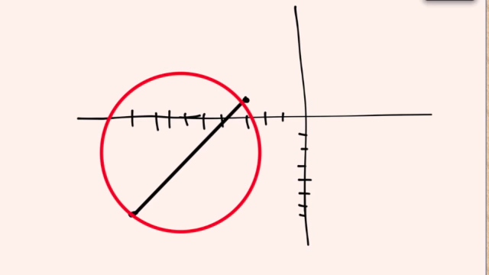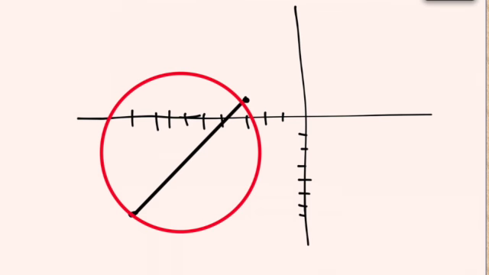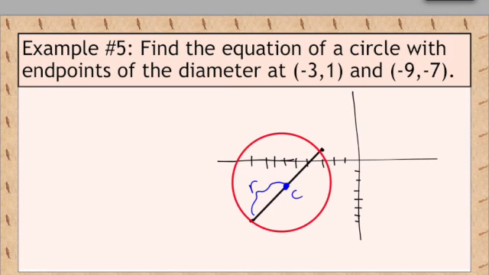So we know a couple things. First thing is we know that the center is going to be right in the middle of that. Second thing we know is that the radius is just half of the diameter. So there's a couple things we need to do. We need to find the distance of the diameter and take half of it to find the radius, and then we need to find the midpoint to find the center. So there are two things we're going to do.